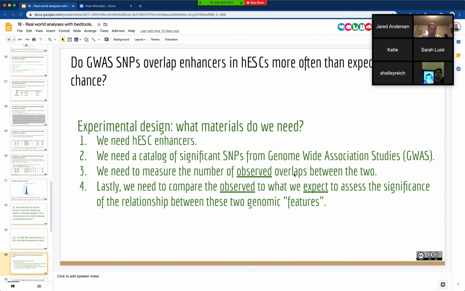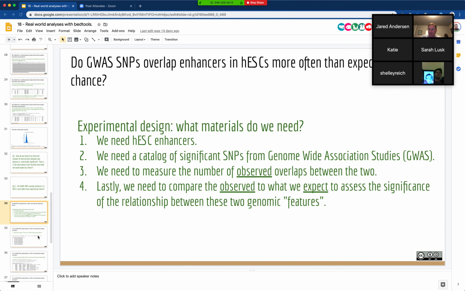If, however, that observed number is way higher, or potentially way less than what we'd expect by chance, then it's at the tails of some distribution of what we might expect, and therefore potentially more interesting. It's more of an outlier observation.